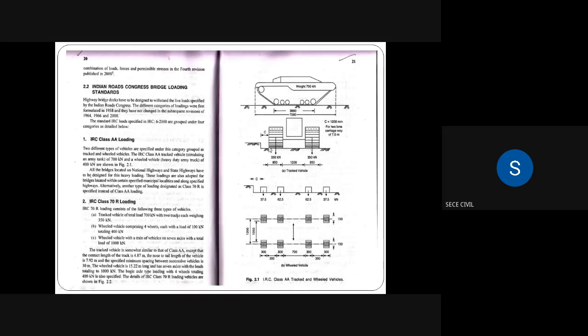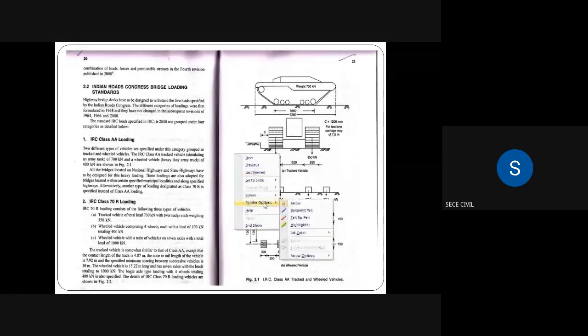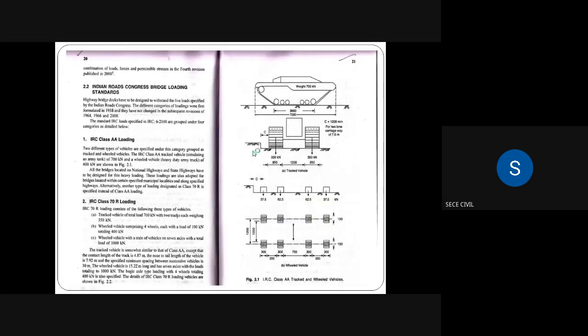Here they also mentioned C, which is the spacing distance between the curb and the wheel. This portion is the curb. This distance between the curb and the wheel is C, which is 200 mm, the minimum distance. And this is the Pigeaud's curve.